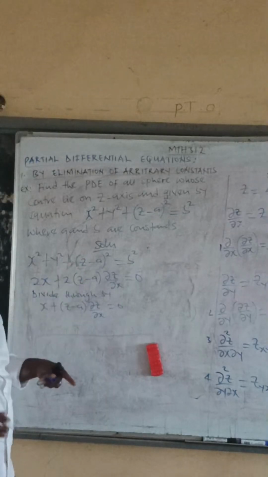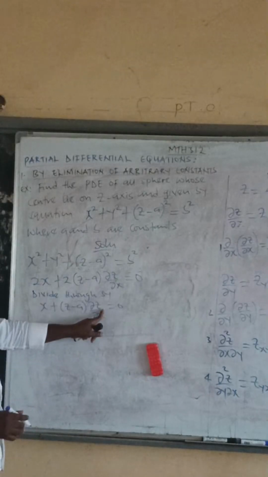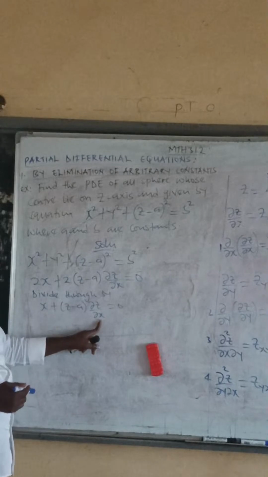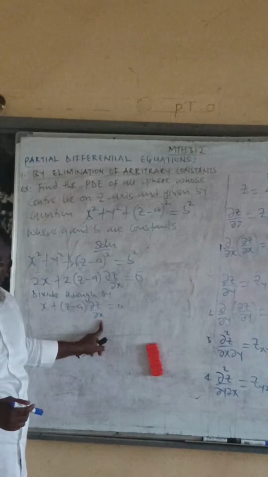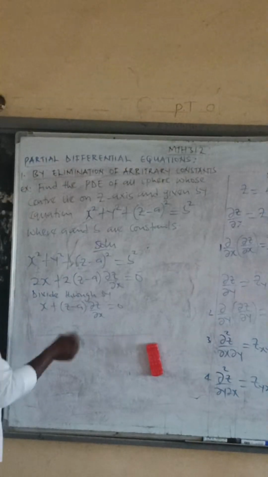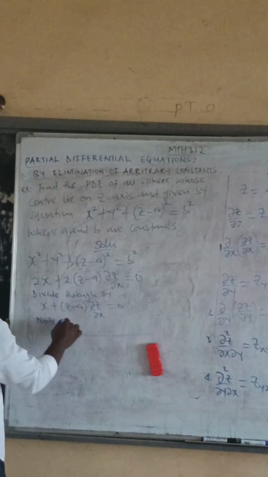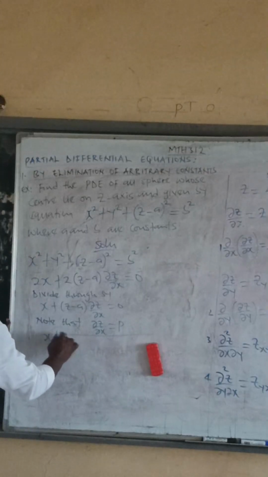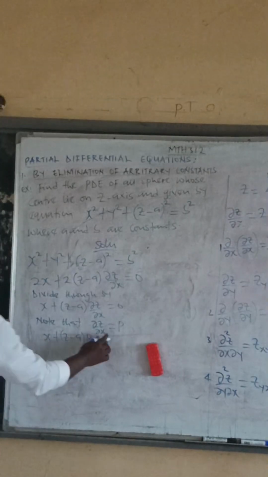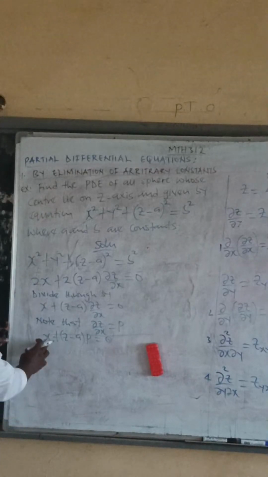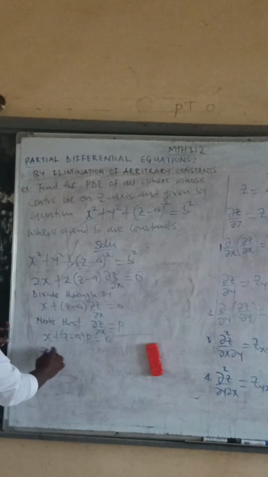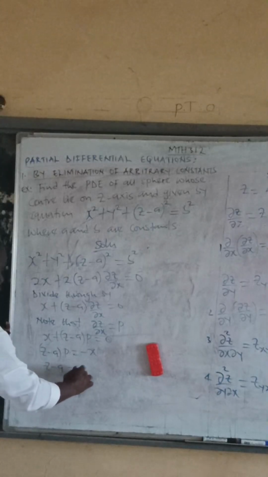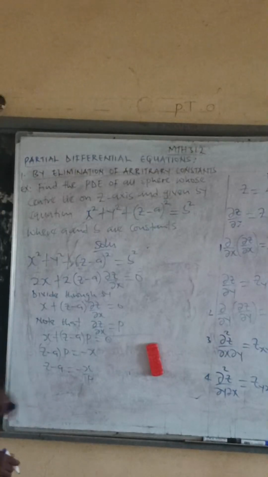Let's look at it together. Note that partial z over partial x is equal to p. So here will be x plus (z minus a) p equals 0. Then, if this crosses over, the sign becomes minus, so (z minus a) p equals minus x. Then divide by p, so z minus a equals minus x over p. True or false?